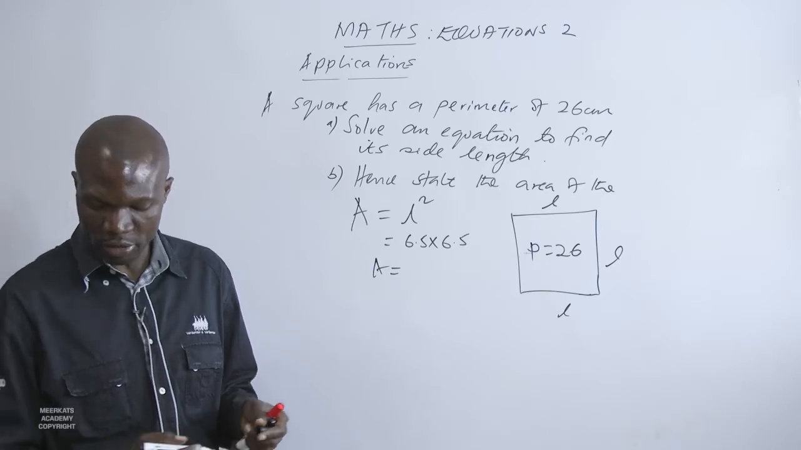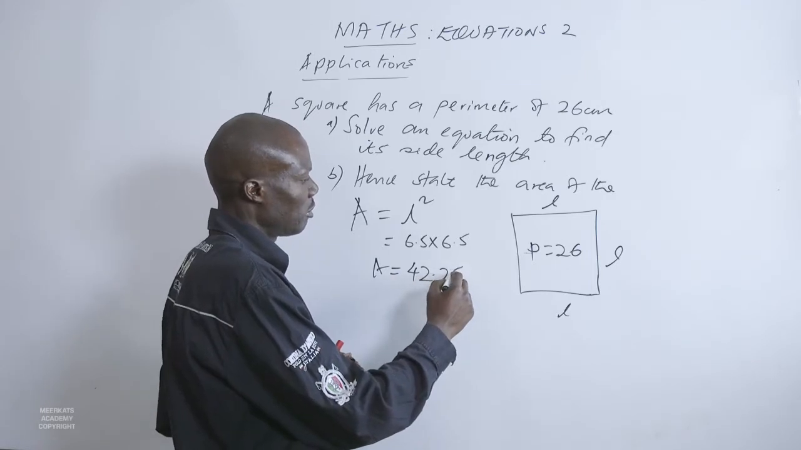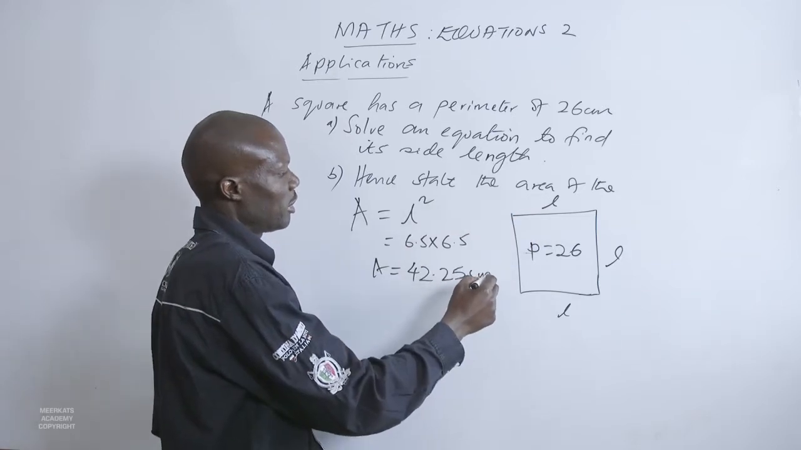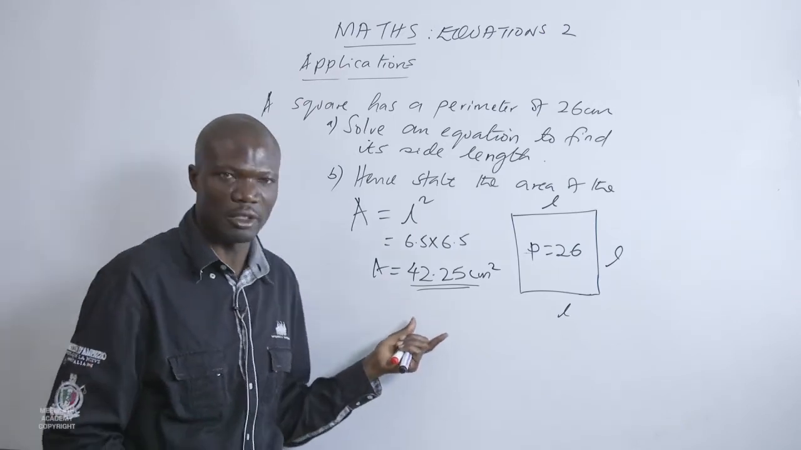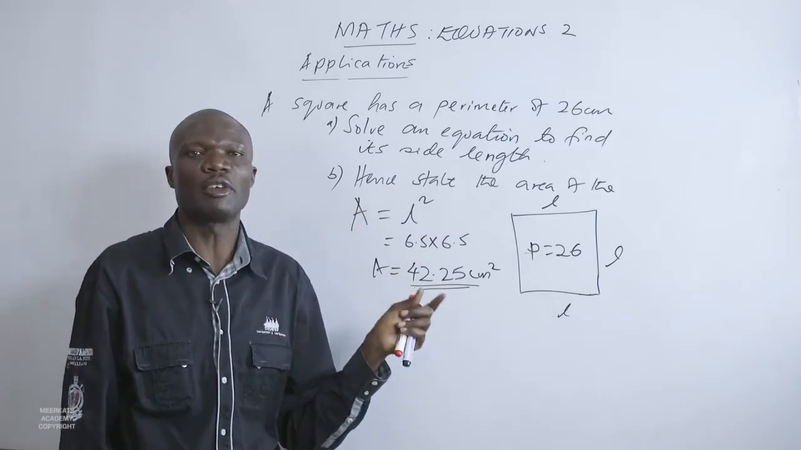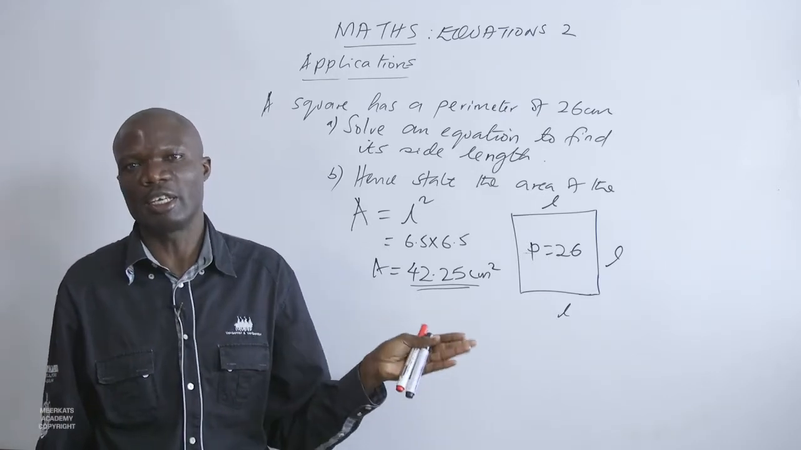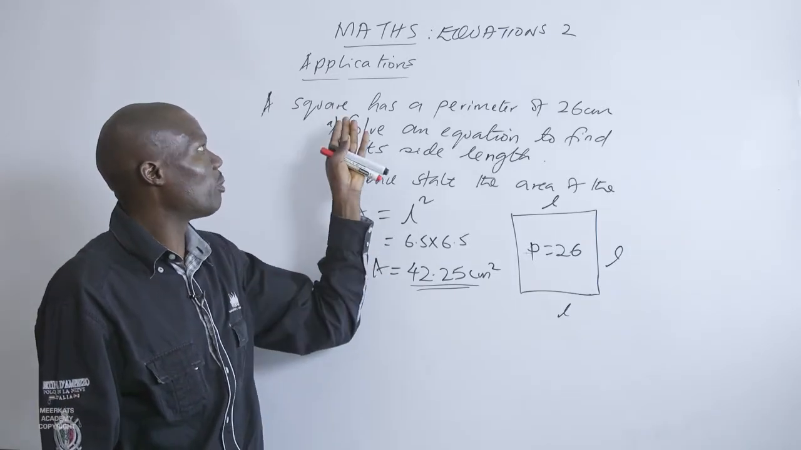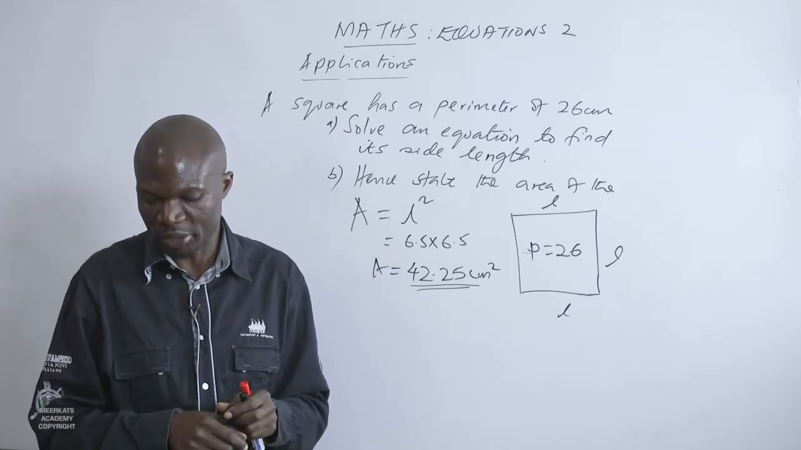So when you work that out, you'll find it is 42.25, and we need to specify that the area should be in square centimeters. In square centimeters. So we have answered the original question because we have given the units. For the first part, we were able to find the length of the side in centimeters. So it's very necessary that while working out applications of equations in a real life situation, the units are very, very important.